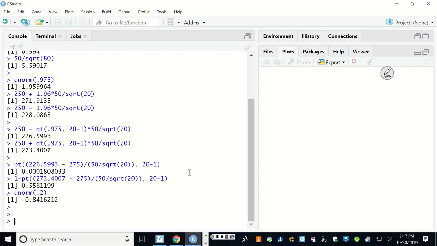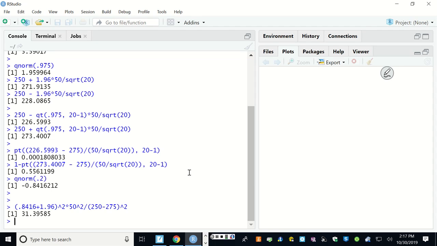So what does it suggest in this chicken example? Well, there's 0.8416, right? And then 1.96 was our cutoff value. So we square that, there's 50 squared. And we've said that 250 minus 275 is the difference in the means, squared. And it says we would need 31. Right, so 20 was about 60%, 80 was 99%. And so if we want 80%, we should boost it to about 32, right, round it up.